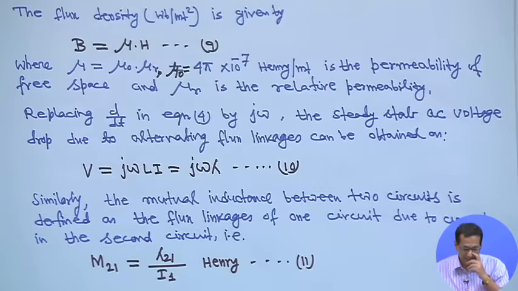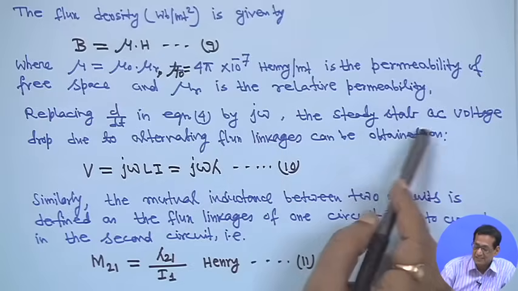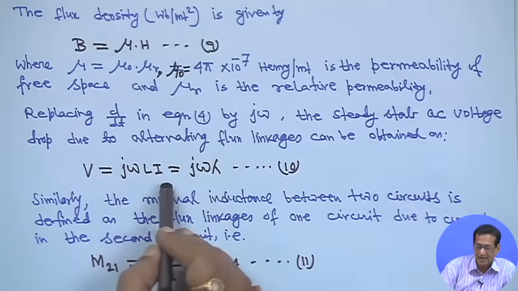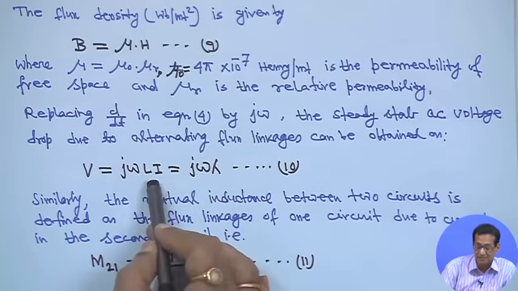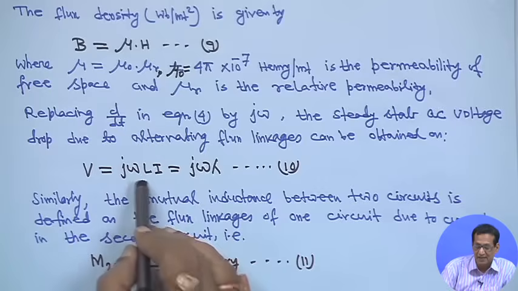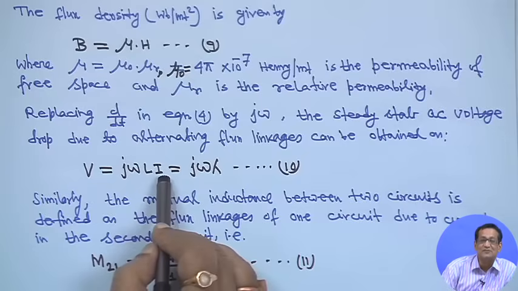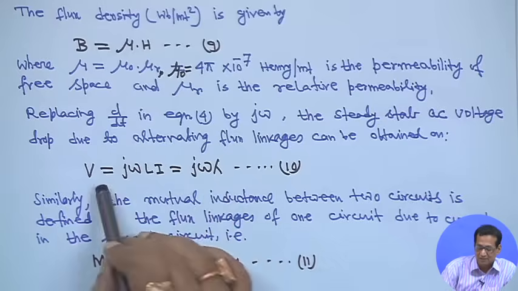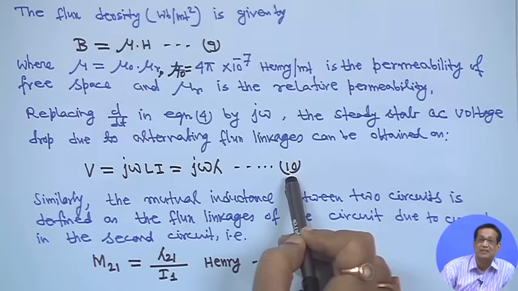In equation 4, if you replace d by dt by j omega, the steady state AC voltage drop due to alternating flux linkages can be obtained as V is equal to j omega Li, that is j omega lambda, where lambda is equal to Li. So, this voltage drop will be V equal to j omega Li. j omega L is nothing but the reactance, and I is the RMS value of the current. So, Li is equal to your flux linkage lambda. So, V is equal to j omega lambda. This is equation 10.